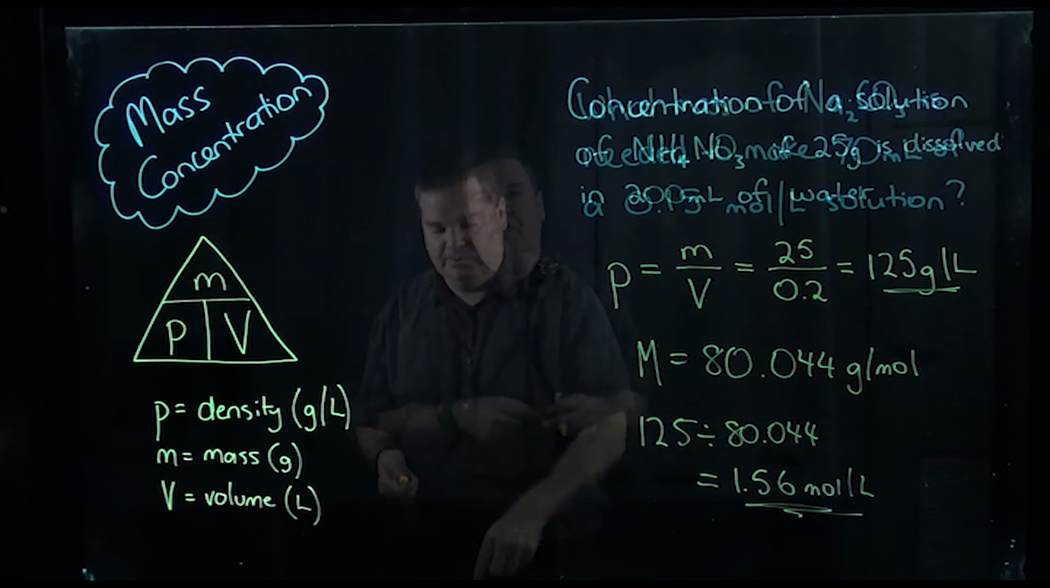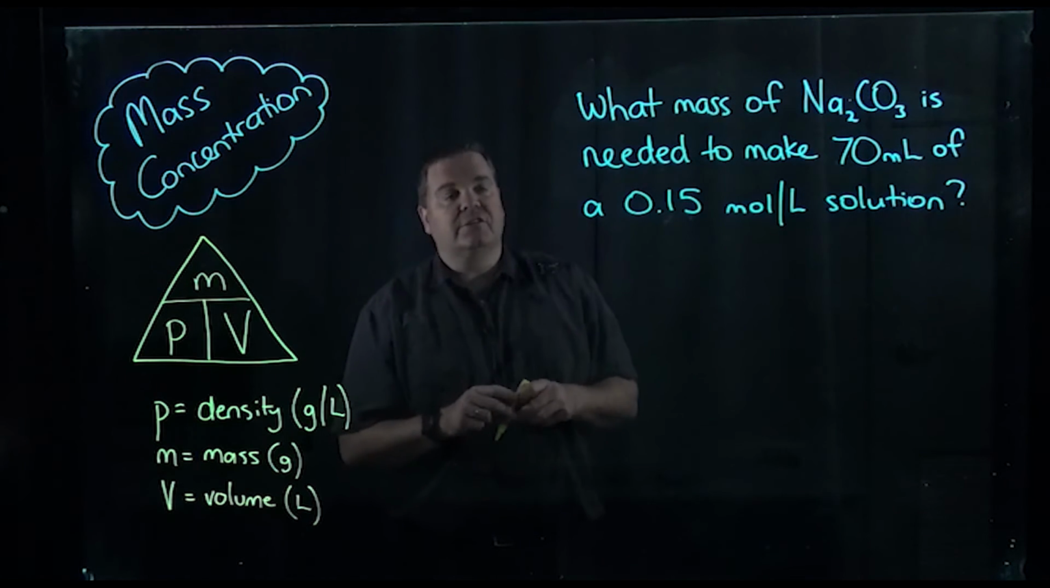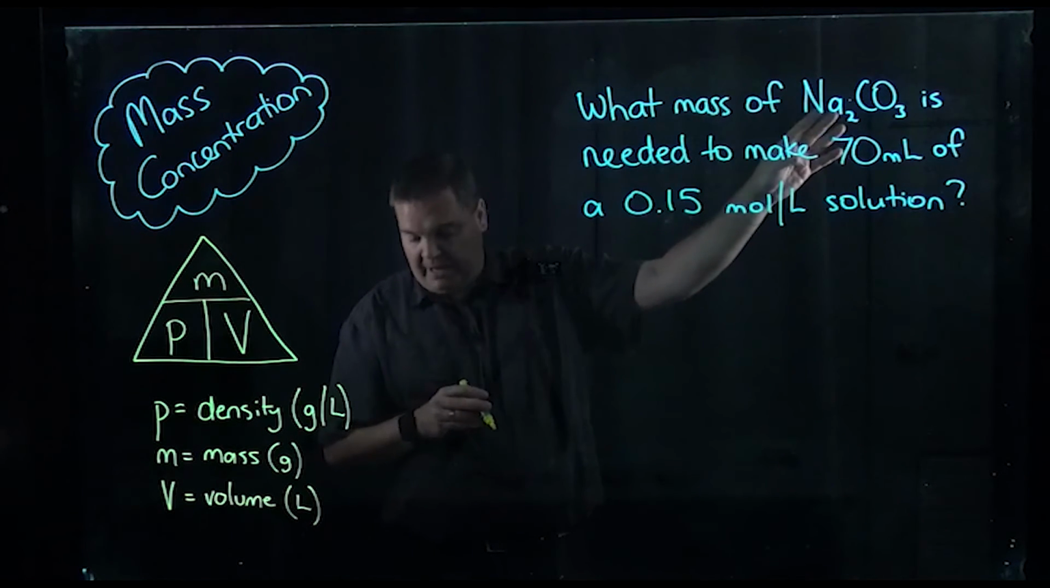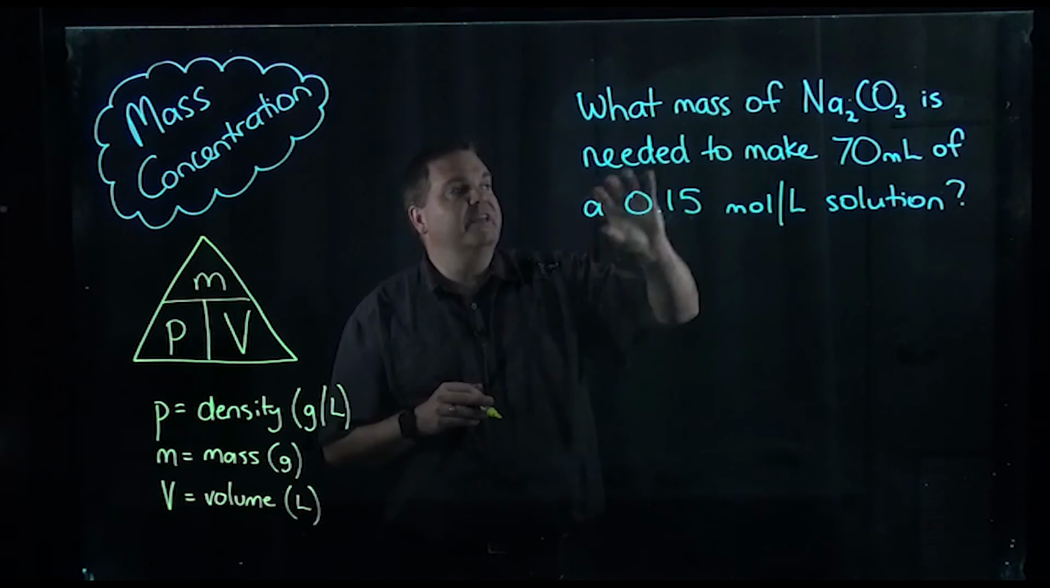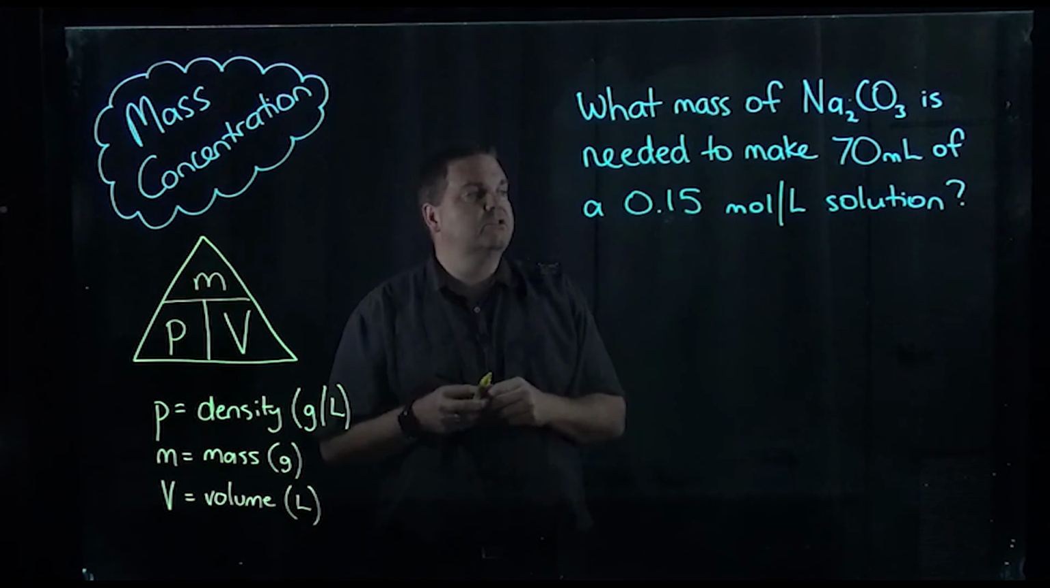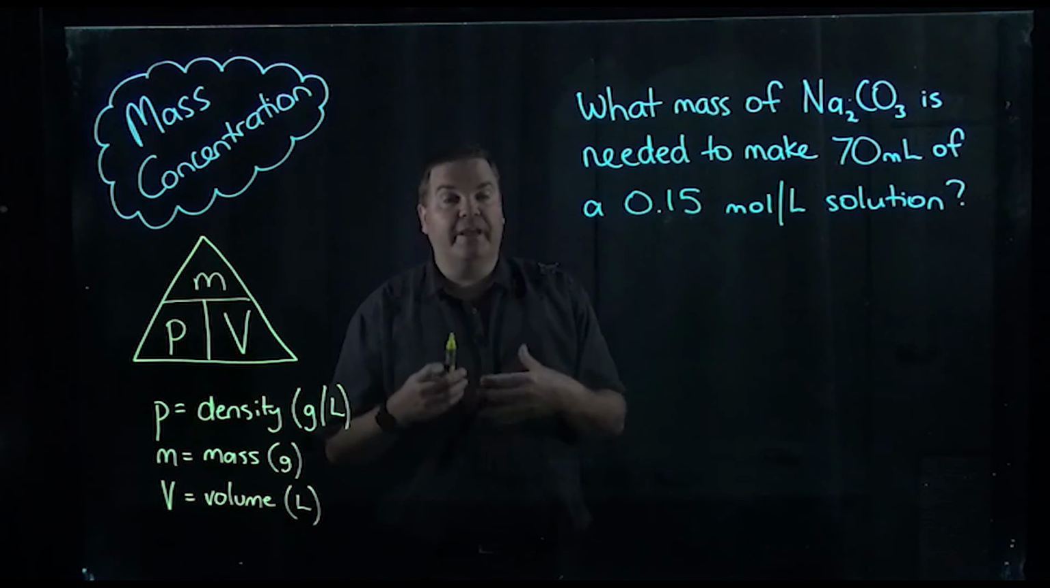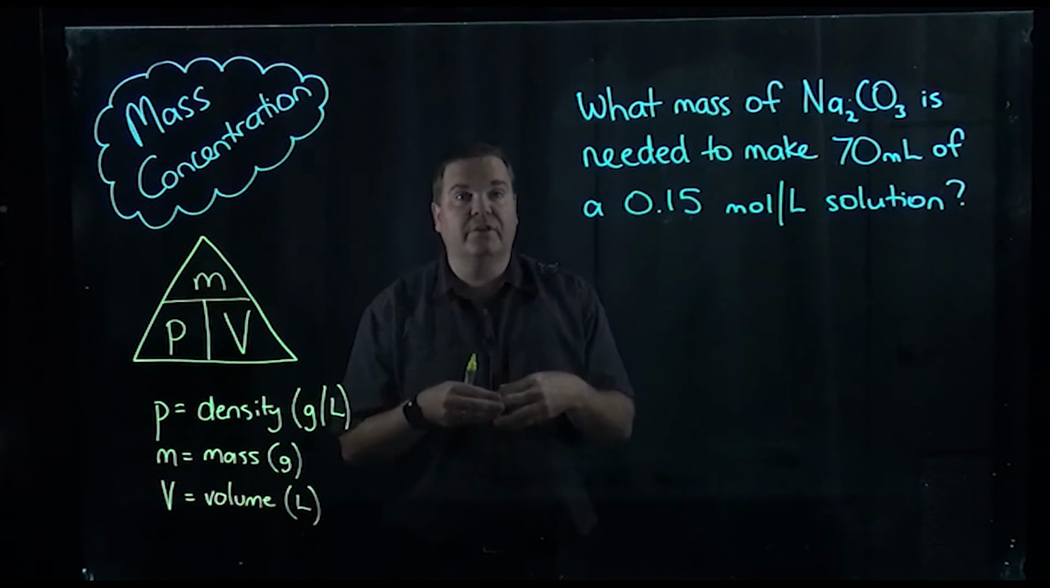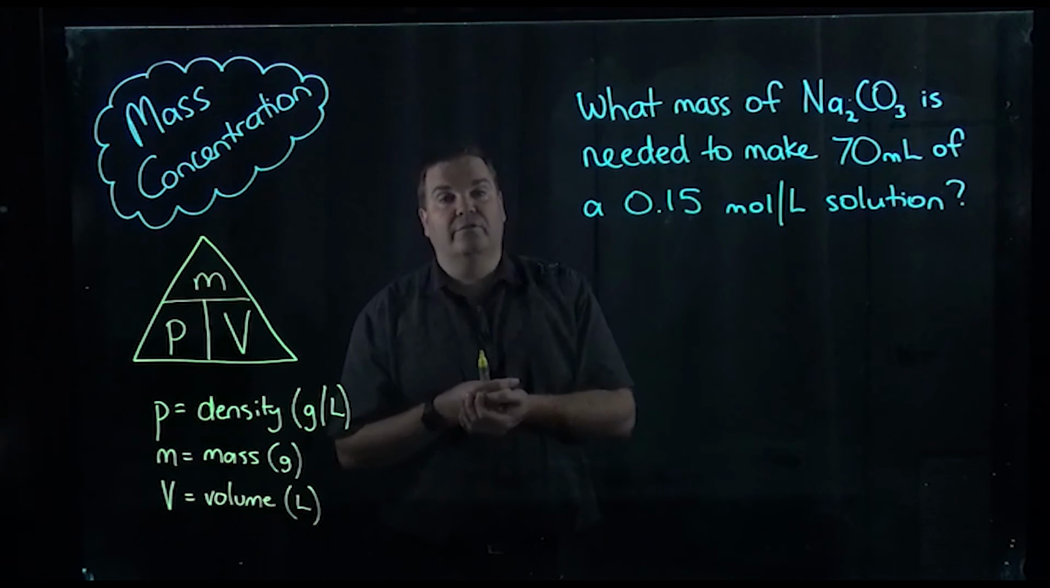I'm going to show you one more. The second question I'm going to ask you is what mass of sodium carbonate is needed to make 70 mils of a 0.15 mole per litre solution. Because sometimes you might want to make up a solution that has a very specific concentration and you want to make up a certain volume of it.